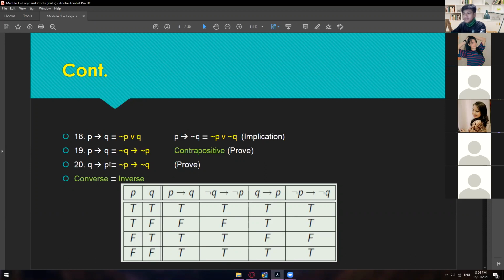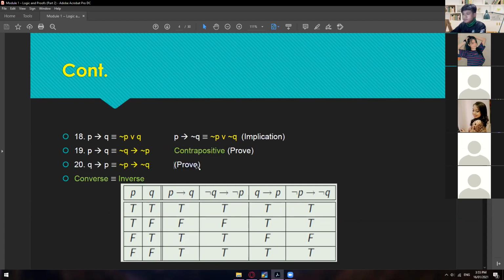All right, the same with this one. Numbers 19 and 20 are contrapositive, just an interchange format of variables. So this hypothesis will become your conclusion in a negated way, and this conclusion will become your hypothesis in a negated way also. Okay. So it says here, converse is equal to inverse.